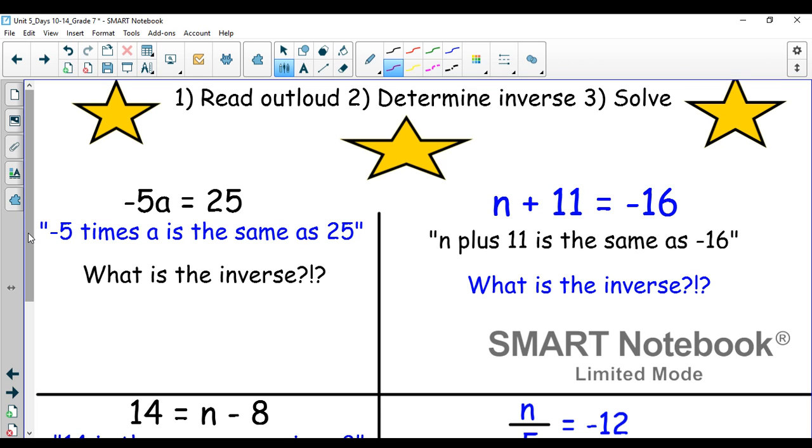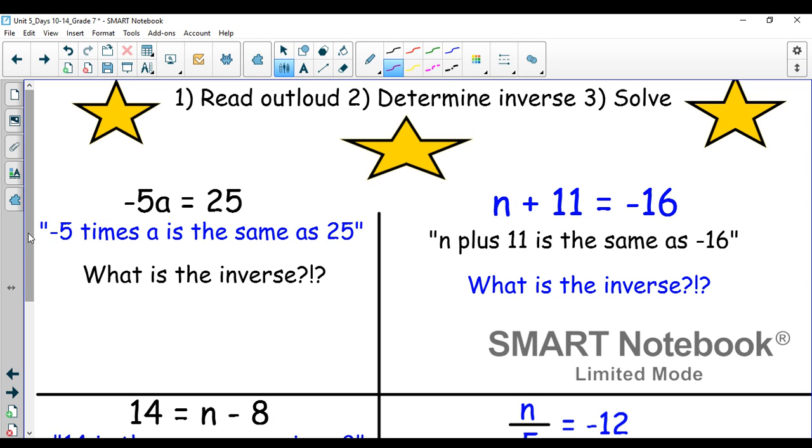Okay, so before we get into solving two-step equations, we're going to take a look quickly at some one-step equations. On top of this page, there are three main parts that we're going to work with. We're going to read each equation out loud, we're going to think about what the inverse is, and then we're going to solve it. So the first one says negative 5a equals 25.